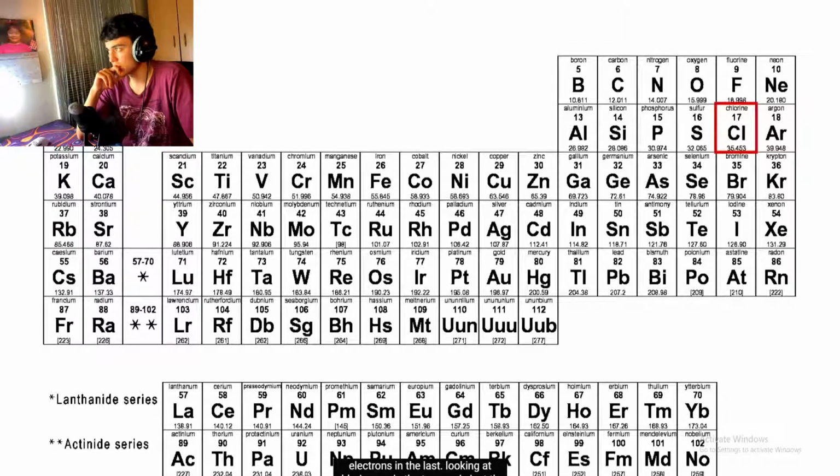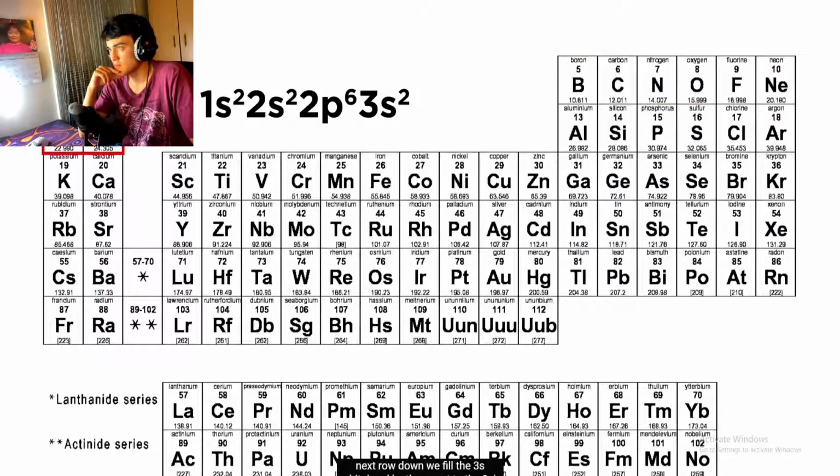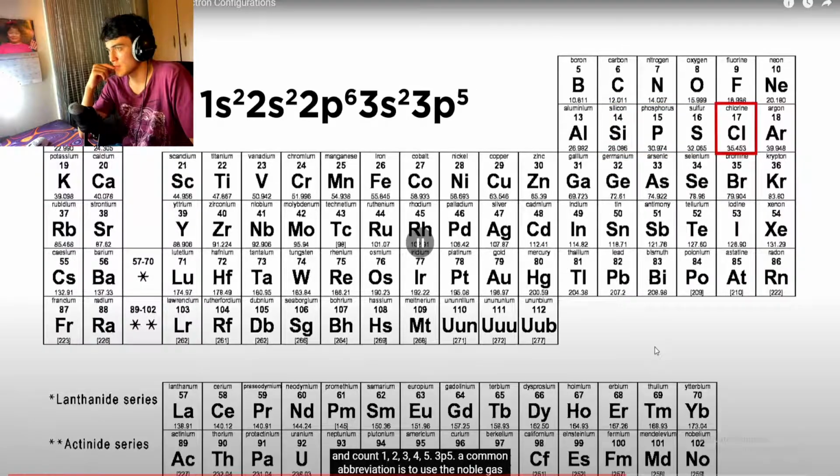Looking at chlorine again, the top row is just the 1s orbital, that's full, so 1s2. Going to the second row, where n equals 2, we fill the 2s orbital, which holds 2 electrons, hence 2 elements, then the 2p orbitals, which hold 6, so we pass 6 elements. Then the next row down, we fill the 3s orbital, and lastly, we get to the 3p's and count 1, 2, 3, 4, 5, 3p5.